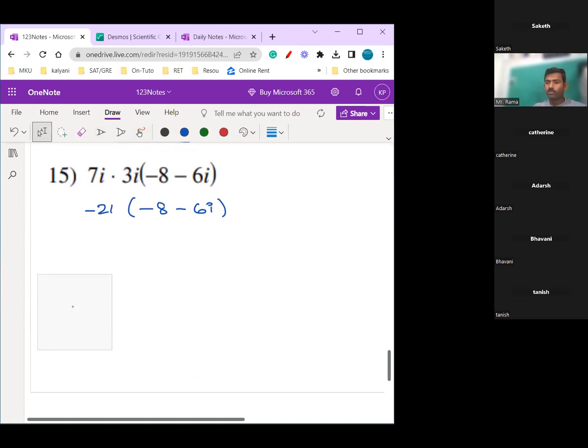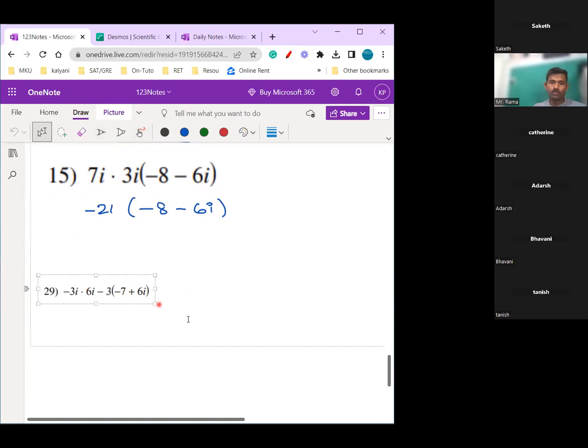Okay, let's try one more question and then we can jump onto what type of questions you get on the test. Let's try number 29 too.